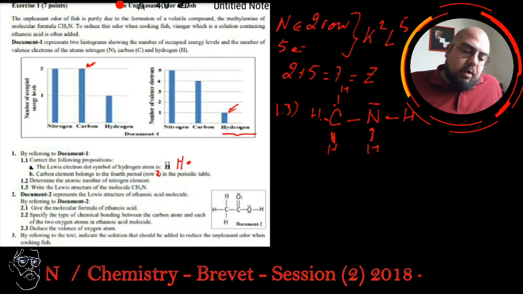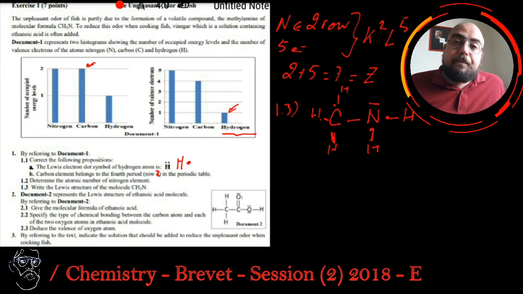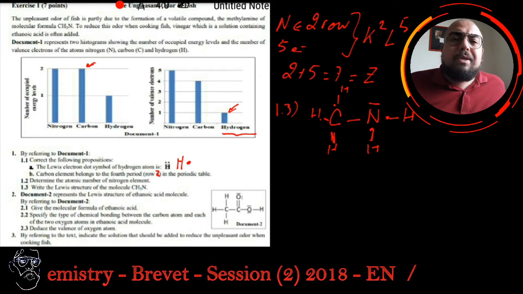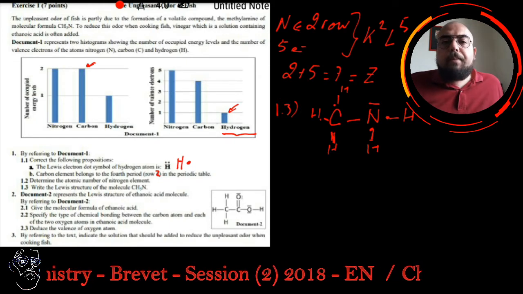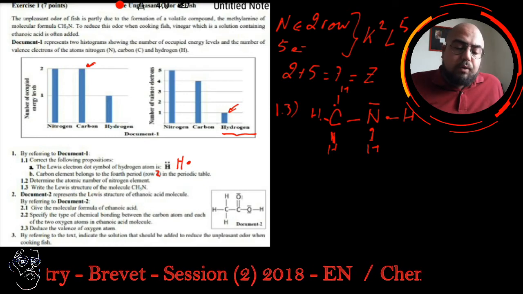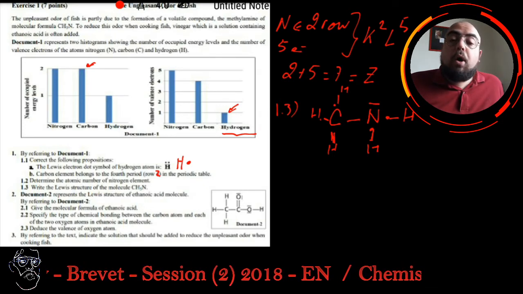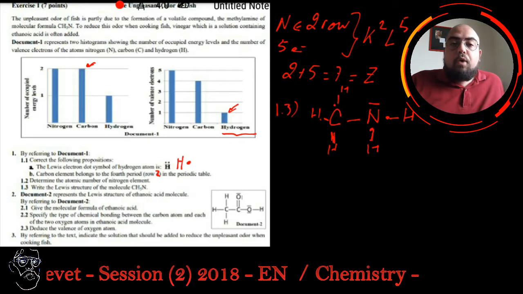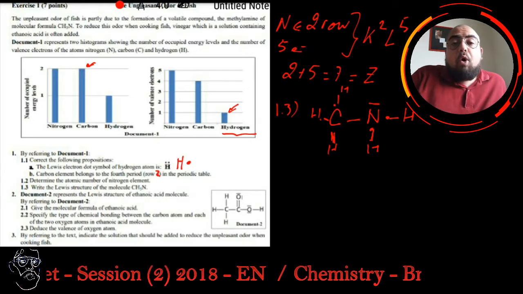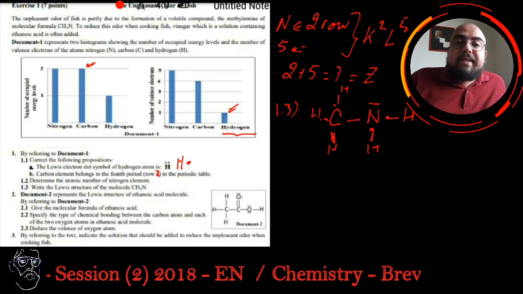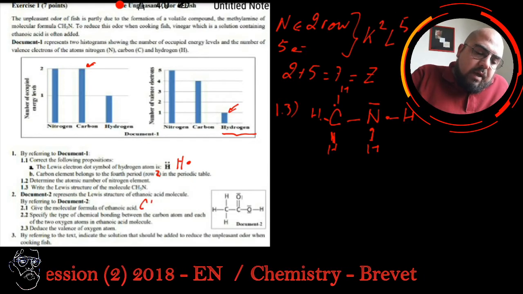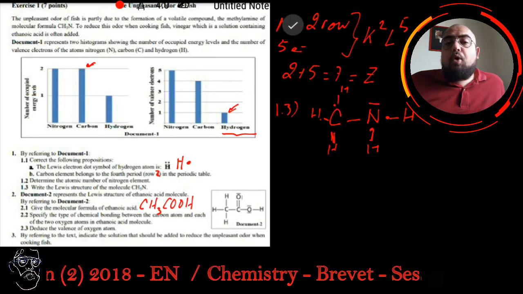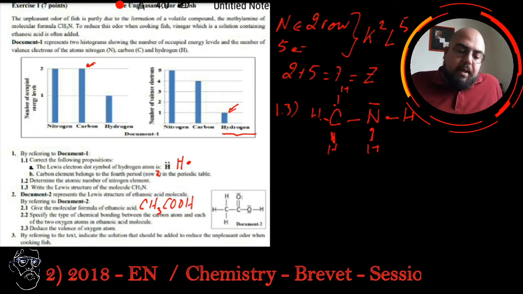Document 2 represents the Lewis structure of the ethanoic acid molecule. By referring to document 2, give the molecular formula of ethanoic acid. You simply need to count the number of carbons, the number of oxygens, and the number of hydrogens. As you can see, you have 2 carbons, 2 oxygens, and 4 hydrogens. So it will be C2O2H4, or you can simply say, since it's organic, a carboxylic acid, that it's CH3COOH. By mentioning that you have COOH, it means that it's a carboxylic acid.